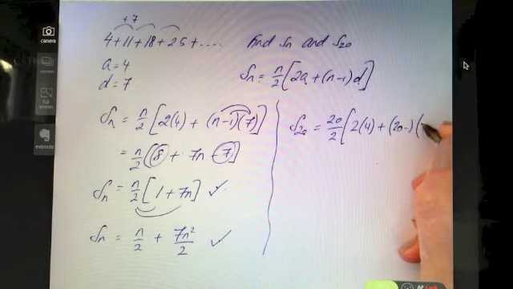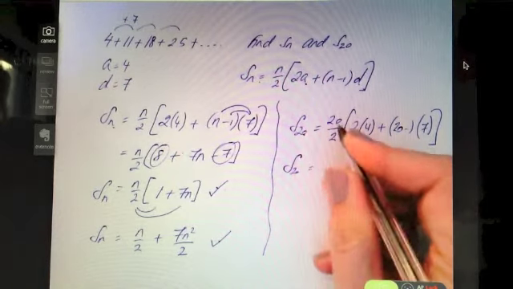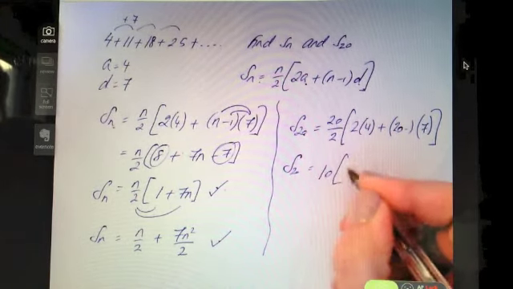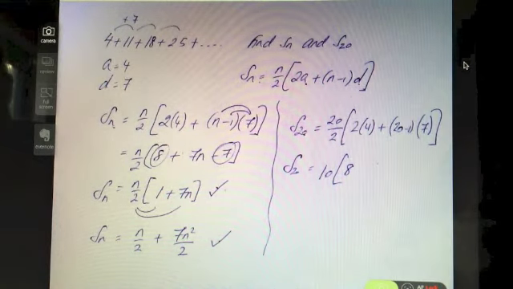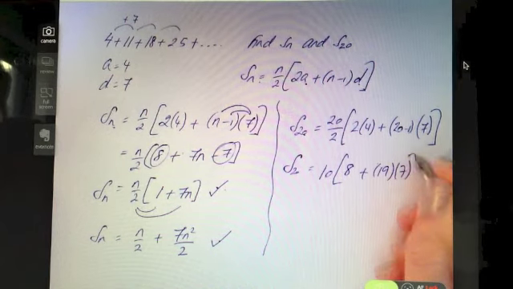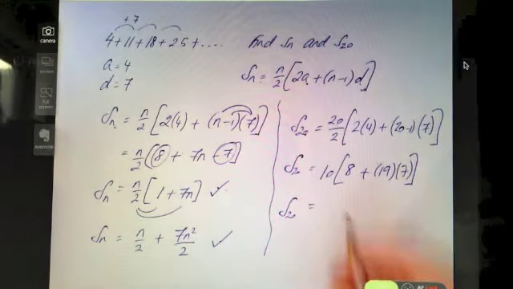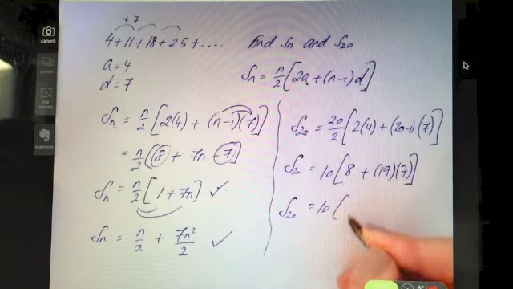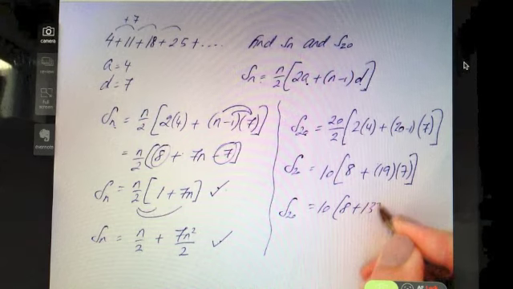And times d, which is times 7. And now we just need to evaluate all this. 20 divided by 2 is 10. 2 times 4 is 8. 20 minus 1 is, of course, 19. And 19 times 7 is what I'm going to do next. And that gives me 10 times 8 plus 19 times 7 is 133.